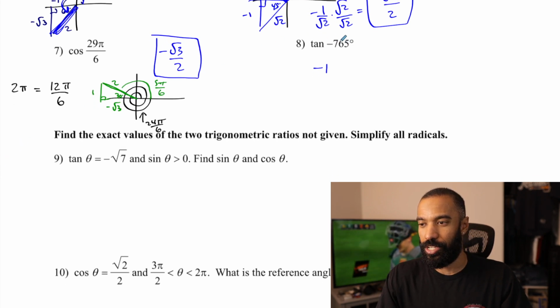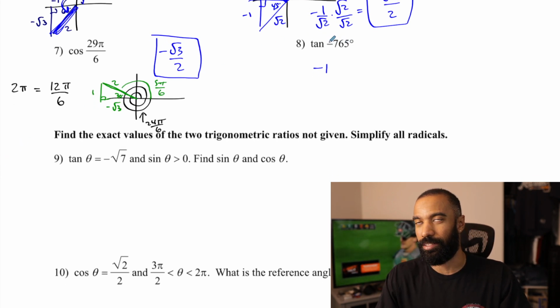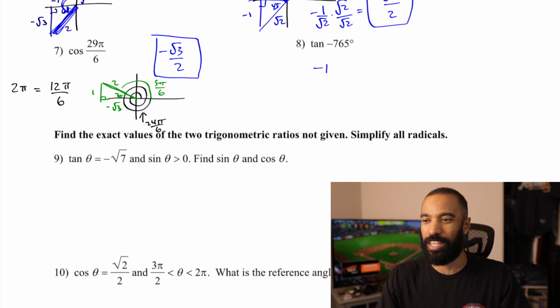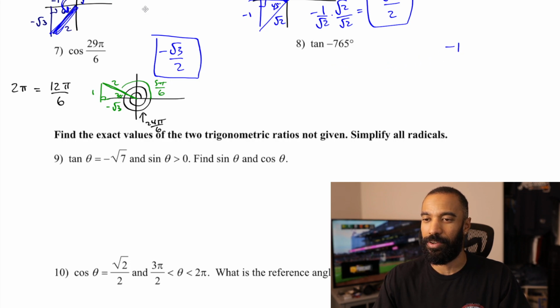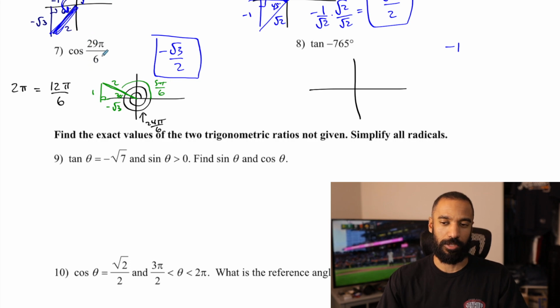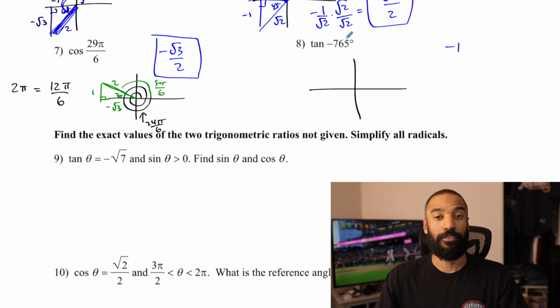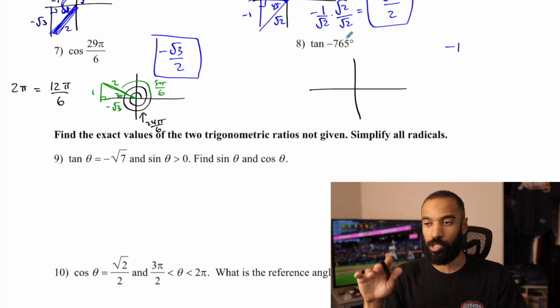The last one, tangent, and I'm fearing that I might have gone backward. I don't think I did. I was fearing that I might have gone the wrong way when I was supposed to go the backwards way, and I don't know. So tangent of negative 765, very same thing as what I talked about with the 2 pi thing. Every 360 degrees is another coterminal angle.